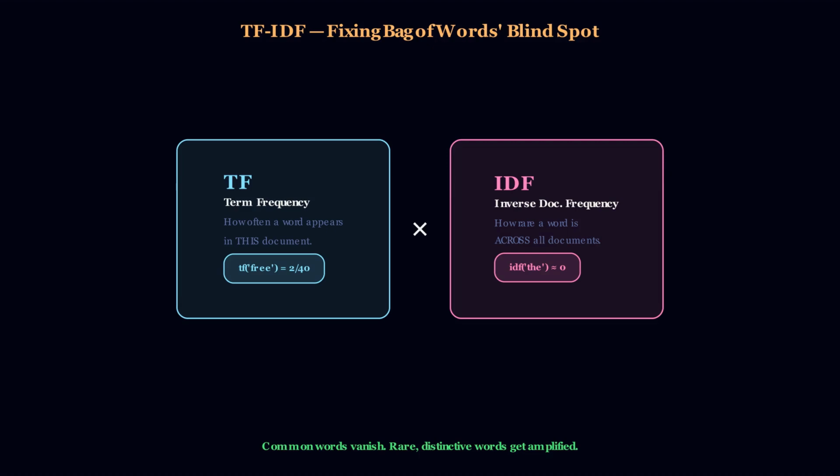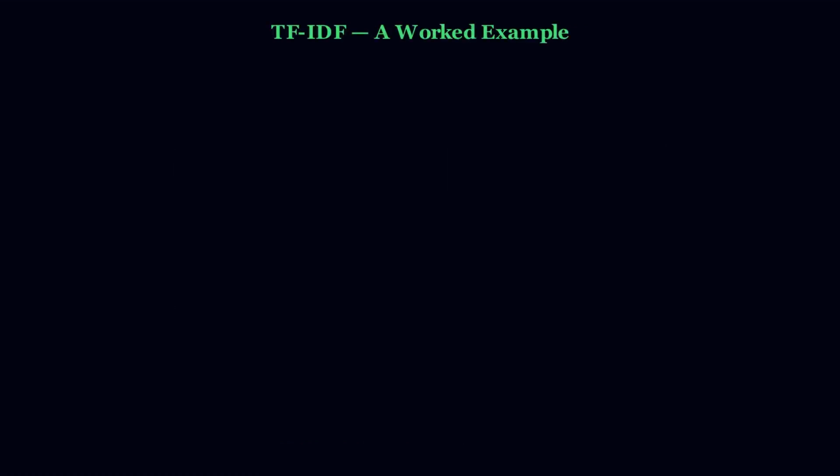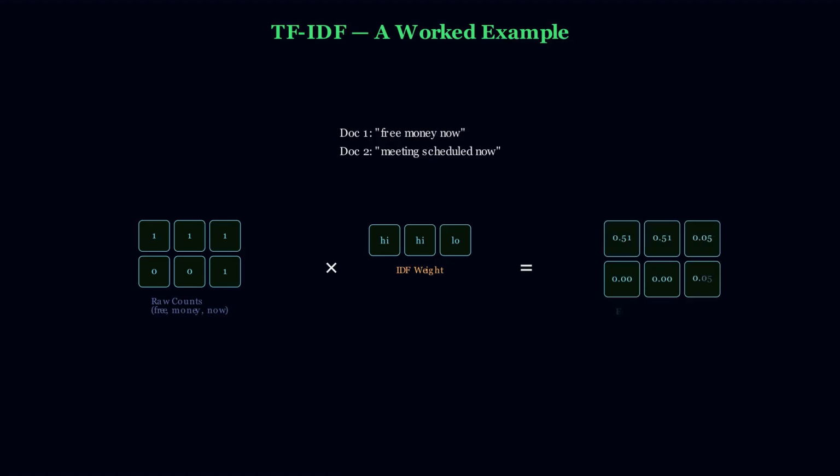Scikit-learn's TfidfVectorizer computes all of this automatically. You never write the formula by hand. Let's compute it on 2 real sentences. Document 1, free money now. Document 2, meeting scheduled now.